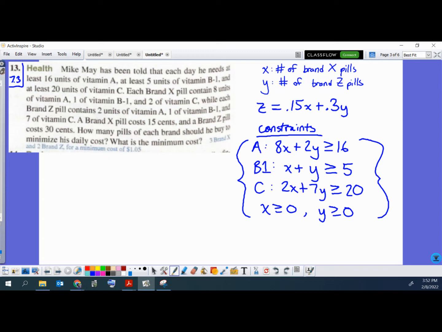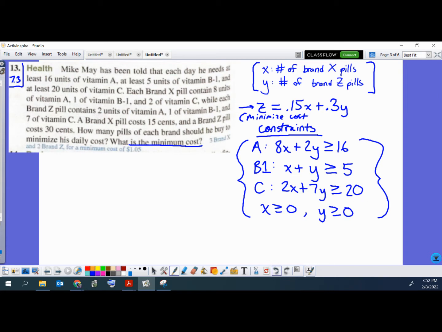All right, in the first part of this video, we went through the beginning of this problem. We read through, we identified our variables. We wrote an objective function. We're trying to minimize the cost. So this is the cost. And we wrote our constraints out based on each vitamin, the needs, and what the pills have.